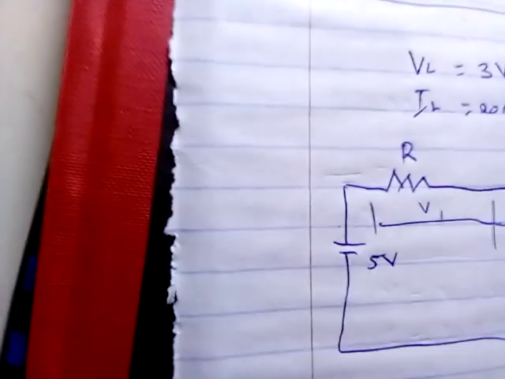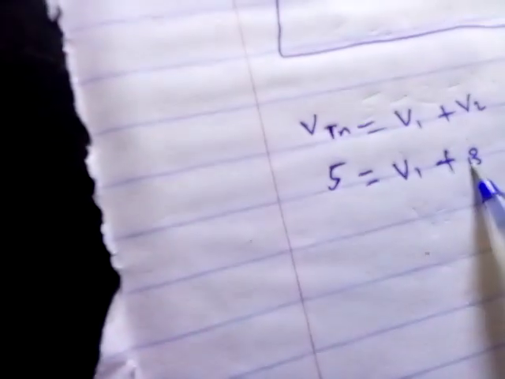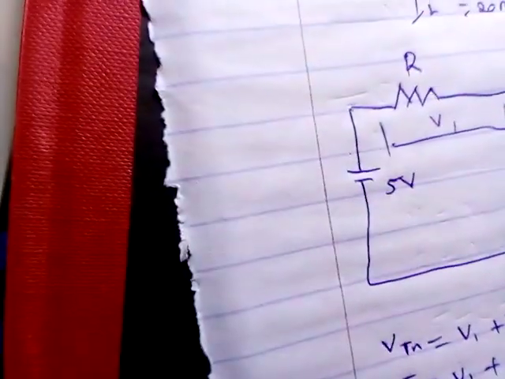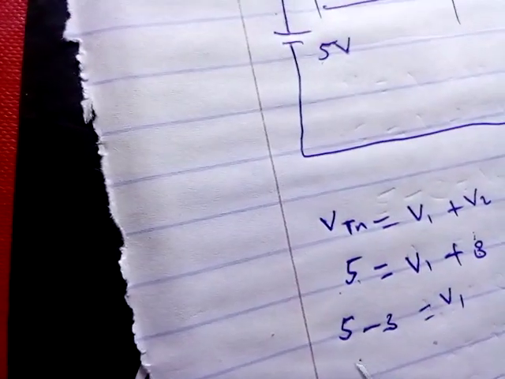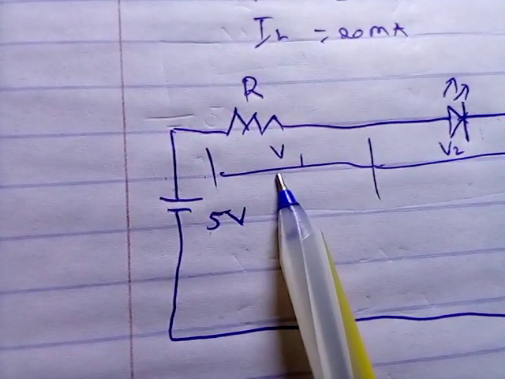V in, which is 5 volts, is equal to V1, which we don't know, plus V2. Now V2 is the LED rated voltage, so it is 3 volts. We know V in and V2, and we don't know V1, so we need to get V1. So it will be 5 minus 3, which is equal to V1. 5 minus 3 is 2, so V1 is equal to 2 volts. So the voltage at this point here is 2 volts.